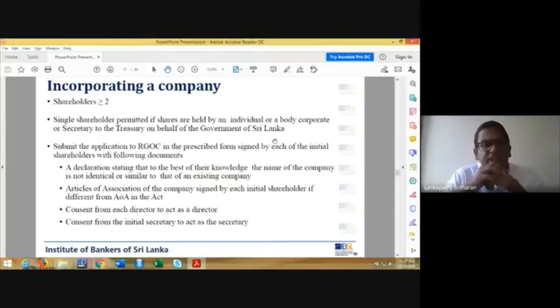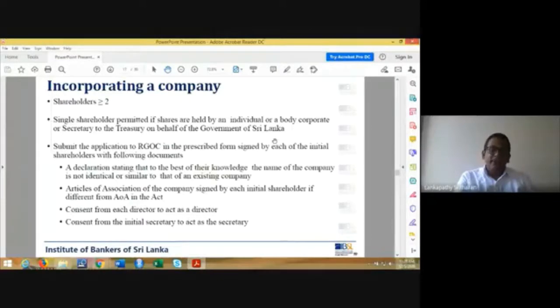The first one is a declaration stating that, to the best of their knowledge, the name of the company is not identical or similar to that of an existing company. Of course, we will look into that. What are the requirements related to the company?